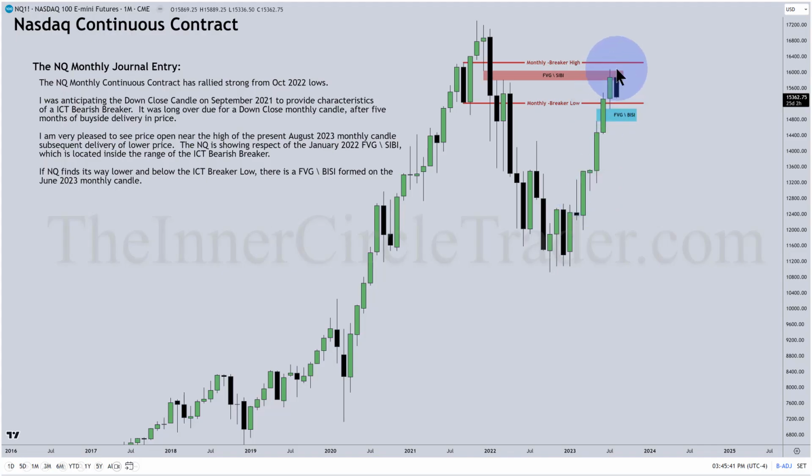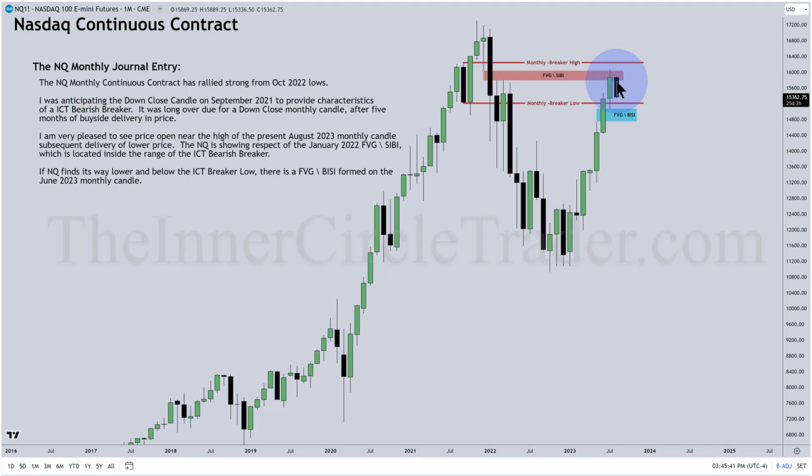So it's reasonable to anticipate, at the time of this recording, it's August 2023. So we traded up 5 months from this down close candle. So you have 1, 2, 3, 4, 5. And then in August, because this is July here, it's reasonable to anticipate August creating a down close candle.